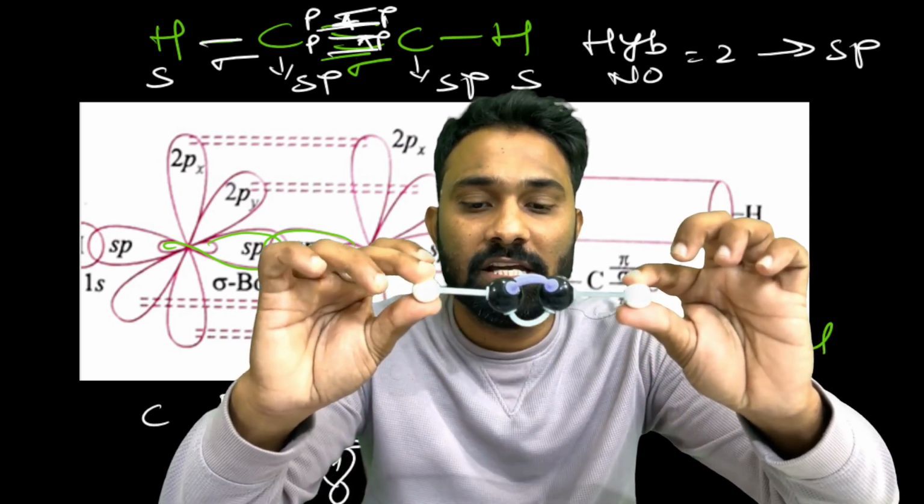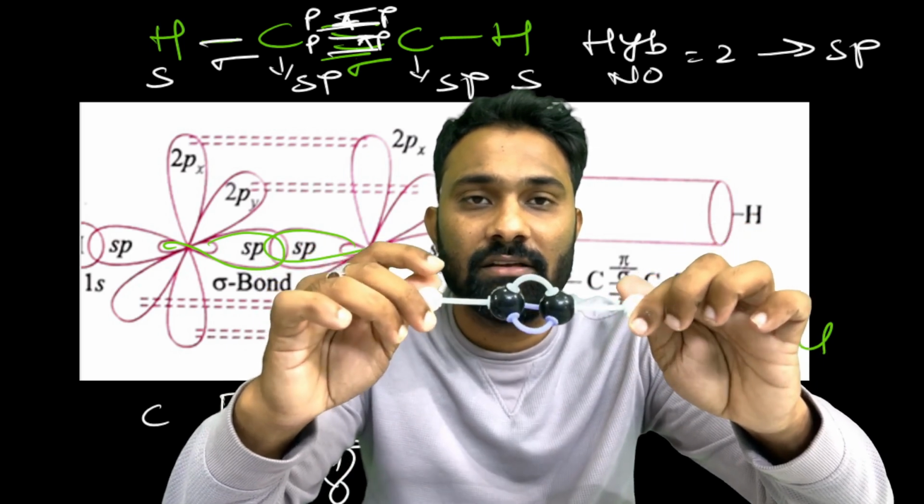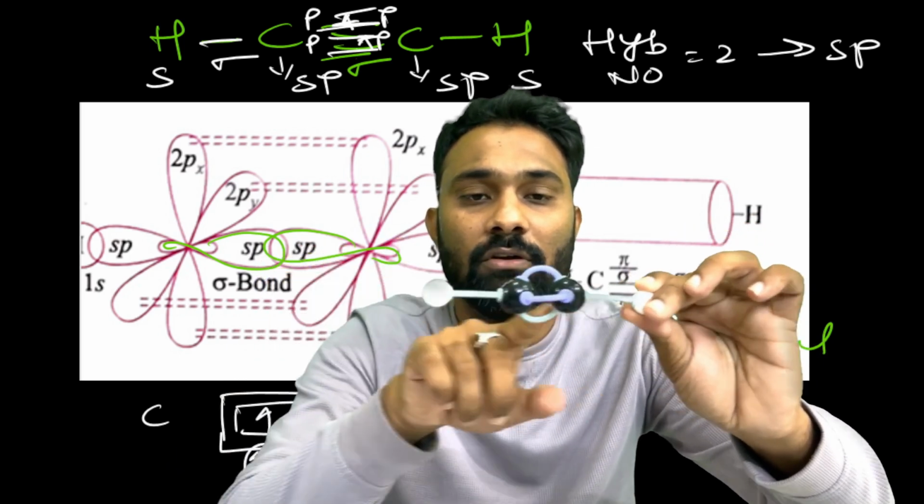That leads to a linear molecule. This is sp, and sp is linear, right? Here you can see this is the ethyne molecule. The ethyne molecule will be in this manner.